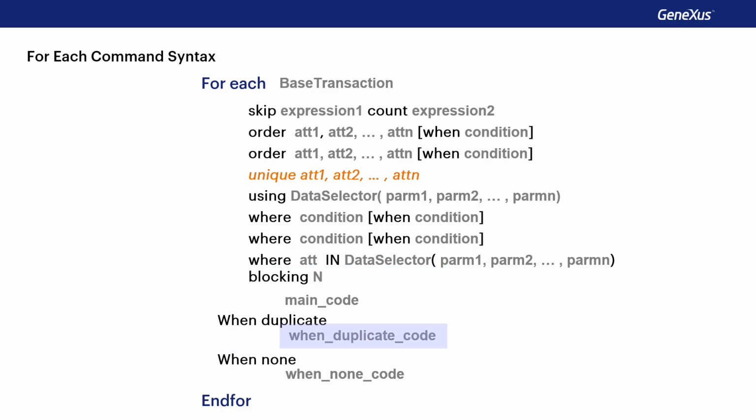The attributes that appear inside the when duplicate clause, as well as those that appear inside the when none clause, will not be taken into account when determining the base table of the forEach command. As for the attributes declared in the unique clause, including formula attributes, they will be processed together. That is, only once in the output. Therefore, if two or more records have the same value for that set of attributes, only one of them will be taken into account. All the attributes in the places mentioned must belong to the extended table of the for each command base table.